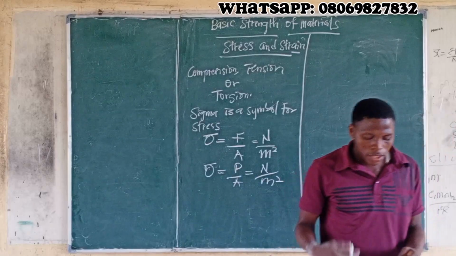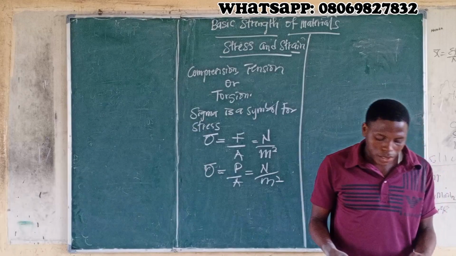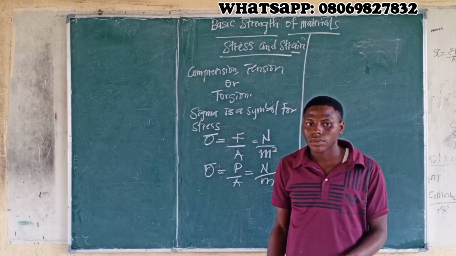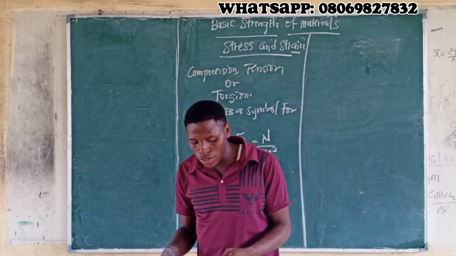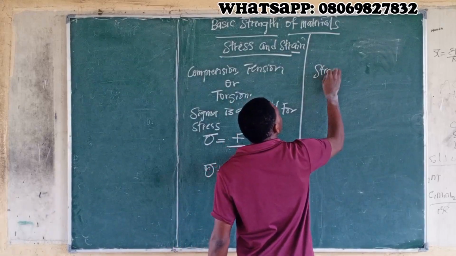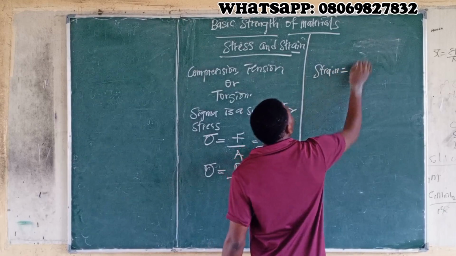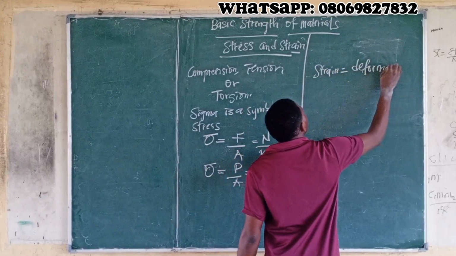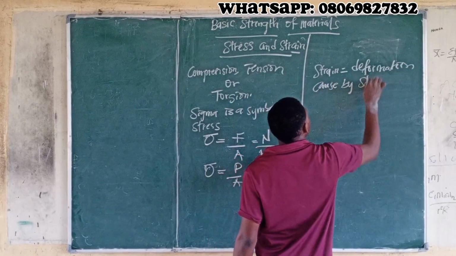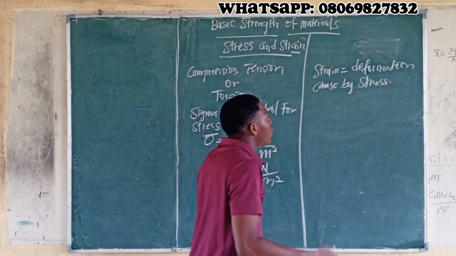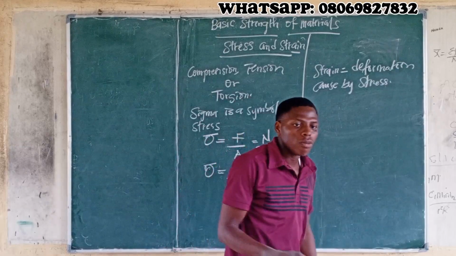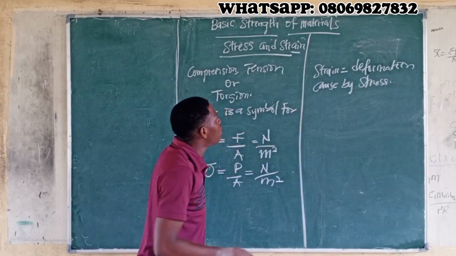Let's take down strain. What is strain? Strain is the deformation produced by stress. It is the deformation caused by stress. Meaning, if stress is not occurring, then strain cannot occur.